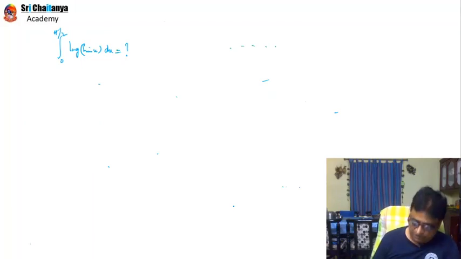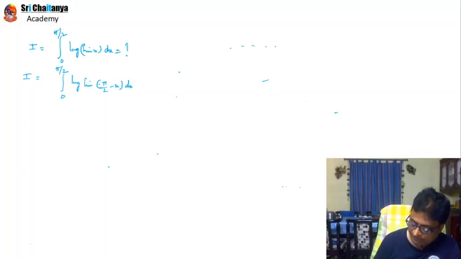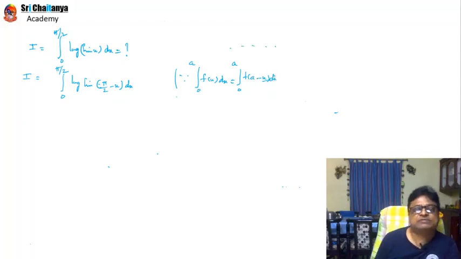See, my dear friends, first let it be I say, and moreover, according to my basic property, I can write this, using one of the previous 8 properties, as 0 to pi by 2 log sin x. I can write it as log sin of pi by 2 minus x dx, because this we know: integration 0 to a f of x dx is equal to integration 0 to a f of a minus x dx. I just applied this formula.